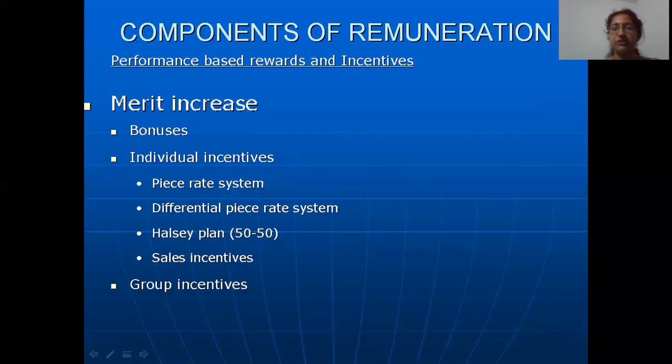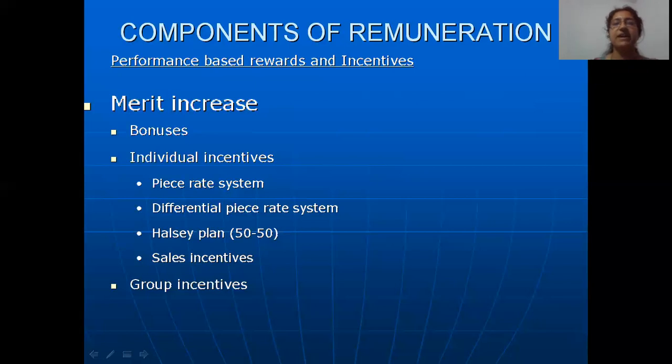It can just be a form of cash disbursement to the employee, a cash bonus, or it can just be something which is credited to the employee's account along with their salary. So it can be in the form of a gift, a cash gift, or it can be in the form of just crediting the bonus amount to the employee's account.